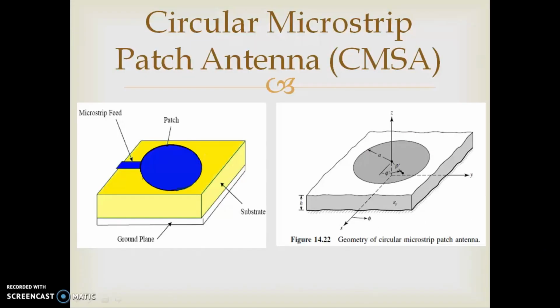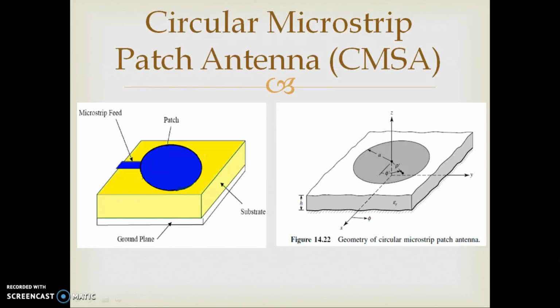Hello everyone, I am Agniv Basu and I'm going to tell you a little about the circular microstrip patch antenna, which is also abbreviated as CMSA. As you might have guessed by looking at this slide, it is just like the RMSA that Mainak has talked about before, just that here the shape of the patch is circular. Otherwise, it's just like a microstrip patch antenna.